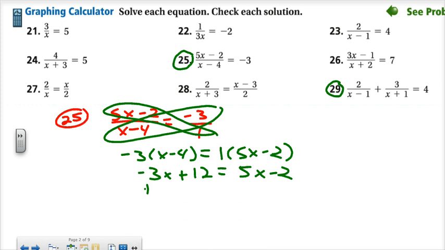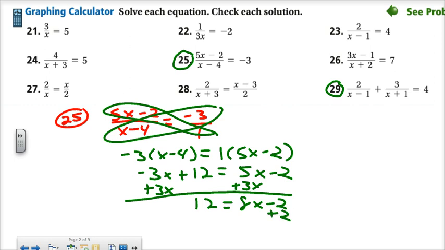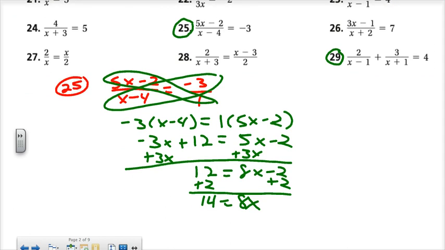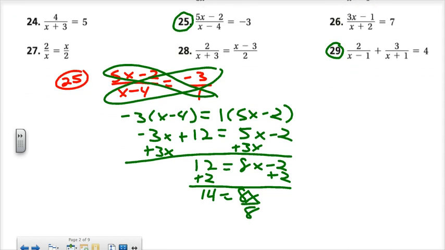So we're going to move that -3x by adding 3x to both sides. So 12 equals 8x minus 2. And then we would add 2 to both sides and get 14 equals 8x. Then we would divide both sides by 8. And then just do a little reducing to get 7/4.